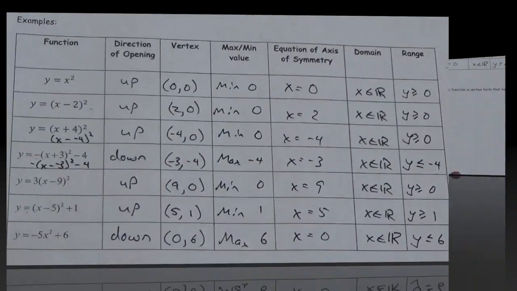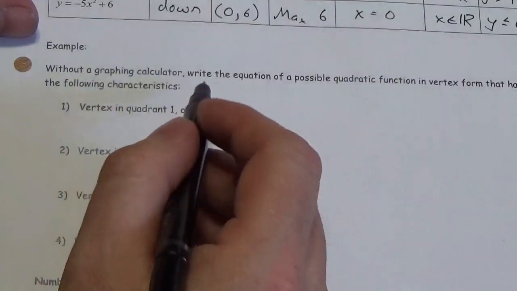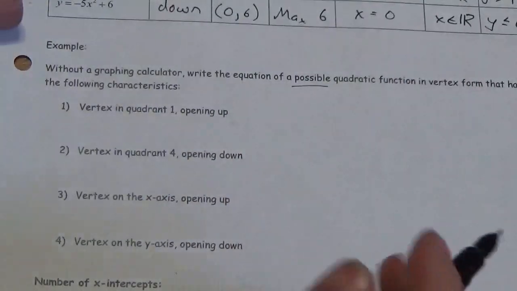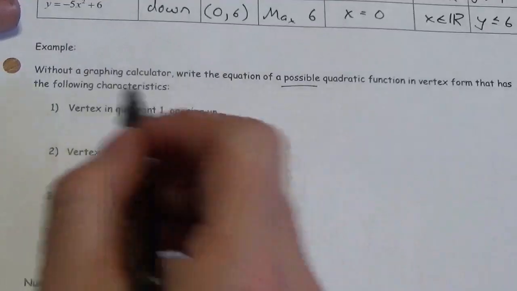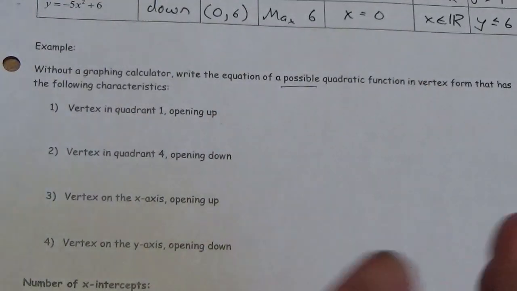You know a lot. Okay, now in this question here, we're being asked to, without a graphing calculator, write the equation of a possible, that's an interesting word, that possible quadratic function, in vertex form that has the following characteristics. So in other words, there could be all sorts of different answers here.